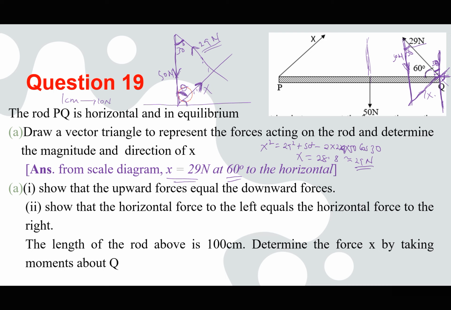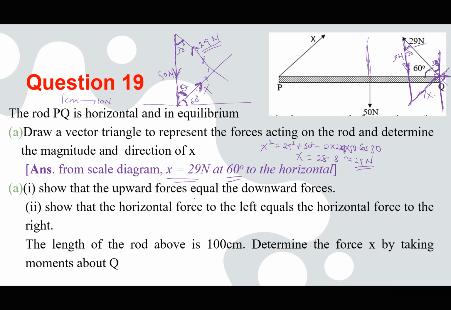This will be 30. Because if this is 29 and this is 29, it means these are equal in length. So it is an isosceles triangle where the angles here are going to be equal. So theta is 30, so the angle to the horizontal is going to be 60 degrees. Okay, so you can try that using a scale diagram.